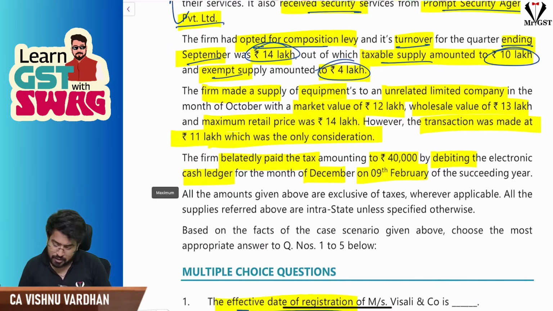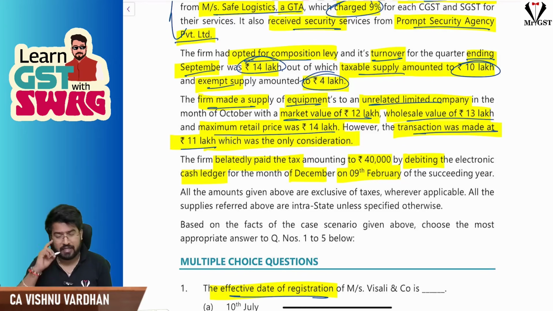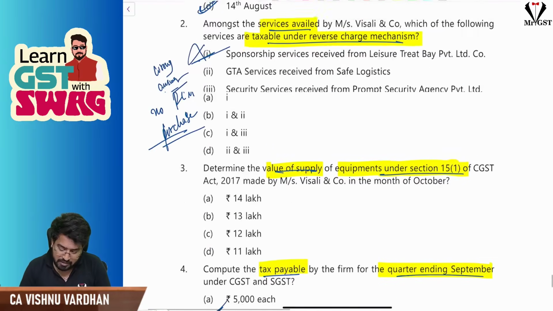Next, coming to the next one. Firm made a supply of equipment to unrelated limited company where market value 12 lakhs, wholesale value 13 lakhs, MRP 14 lakhs, transaction was made at 11 lakhs. You know, when it is unrelated person, and price is the sole consideration, whatever has been price paid or payable, that will be taken as value of supply. So 11 lakh will be the answer here.